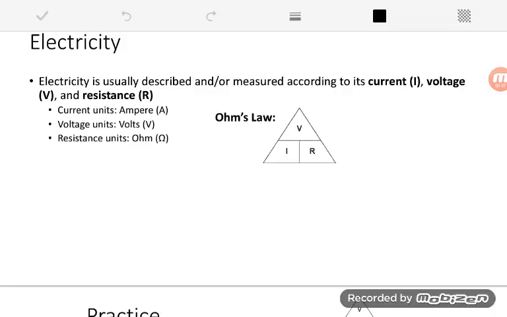Let's look now at some of the properties of electricity. Electricity is simply the flow of electric charge, and it's usually described or measured according to three properties. It's current, voltage, and resistance. The current is just the measure of the rate at which electrons flow through my system. The higher the current, the more electrons are flowing through at any given moment.